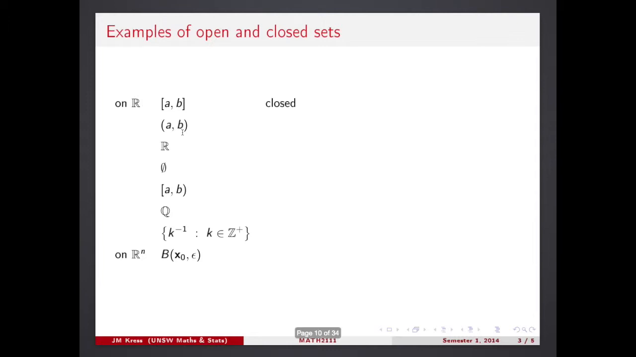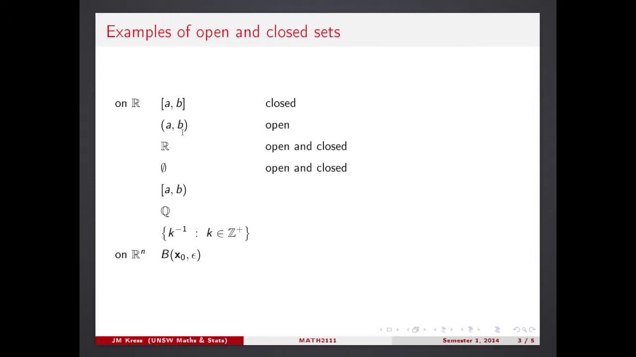Some other examples as well. R is open and closed, because the set R satisfies both the definition of an open and a closed set. So depending on what you need, you can call it open or you can call it closed, and both of these statements will be true. The same is true about the empty set. It's both open and closed.